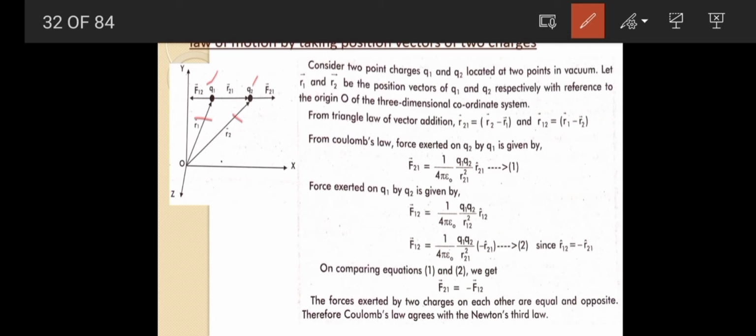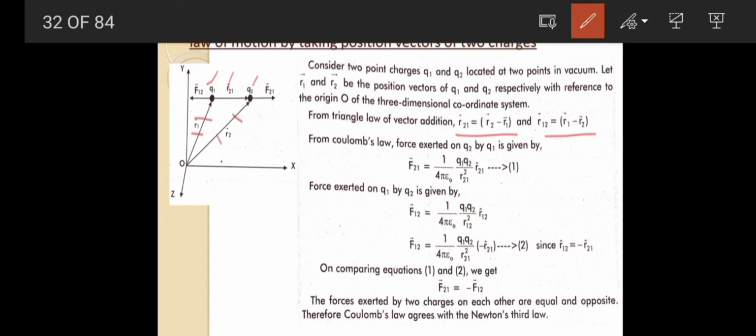Clear? Now from the triangle law of vector addition, which we have already studied, we can write that vector R21 is equal to vector R2 minus vector R1. Vector R21 is this one. And similarly, if vector R21 is equal to R2 minus R1, then vector R12 is equal to R1 minus R2. That we can write. Now let us move ahead.